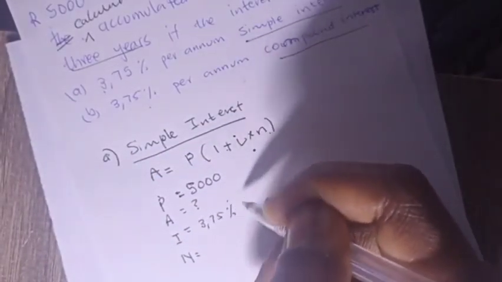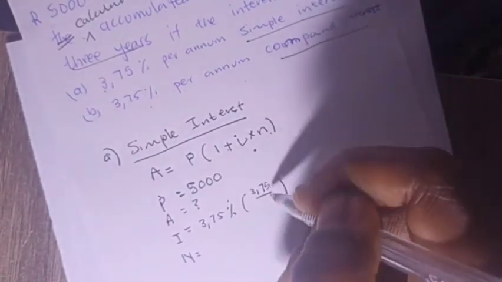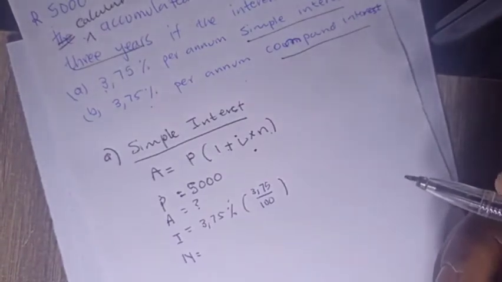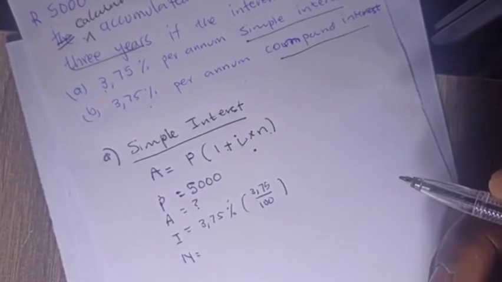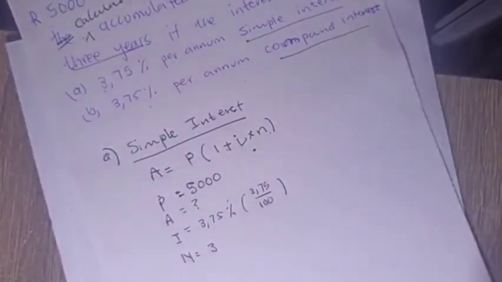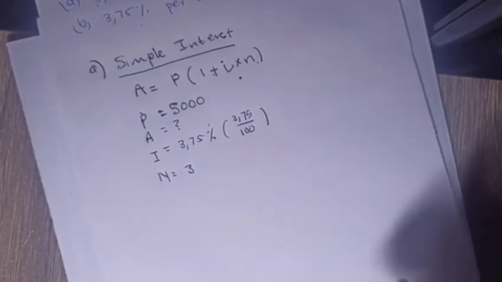3.75%, which I can write as what? If you were listening to what I said there, 3.75 over 100, or you can make it 0.0375. And then how many years is it invested? It is invested for 3 years. And then what are you going to do now? You're going to substitute in the formula.